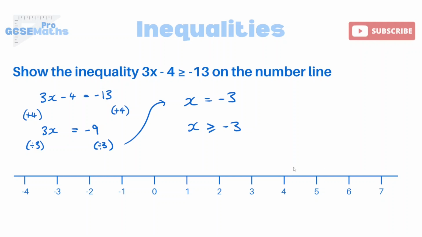At this point, we just draw it as normal. So minus 3, I'm going to draw a circle there. It is equal to it, isn't it? It says x is greater than or equal, so I'm going to colour it in. And I'm going to draw an arrow. Obviously, x is greater than that, so I'm going to draw it to the right. Anything equal to minus 3 or bigger.